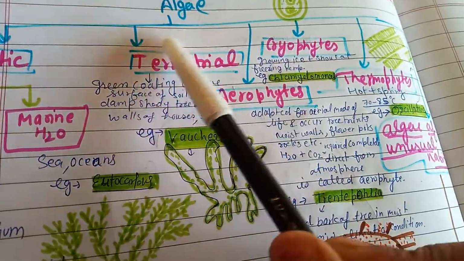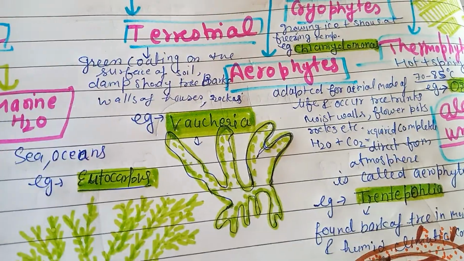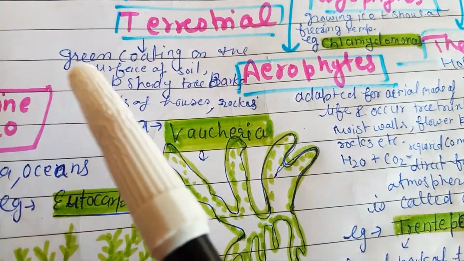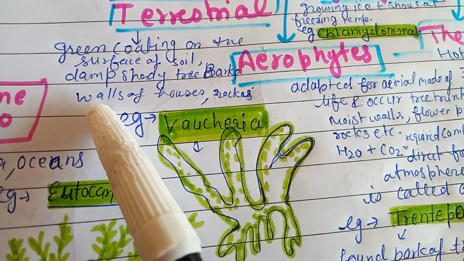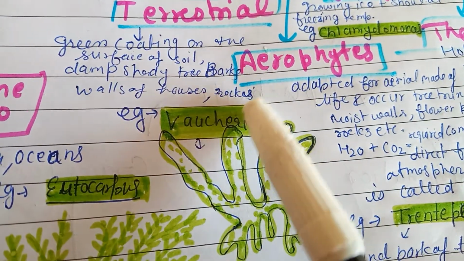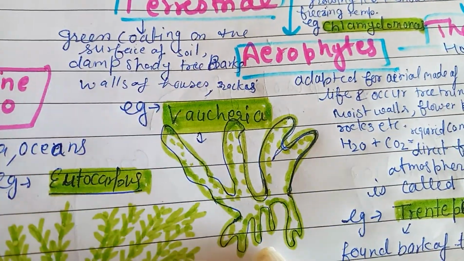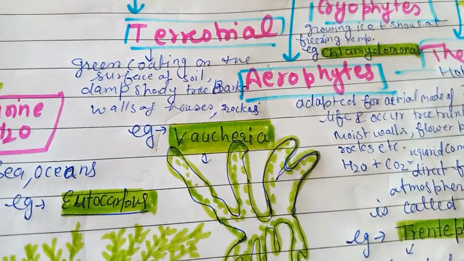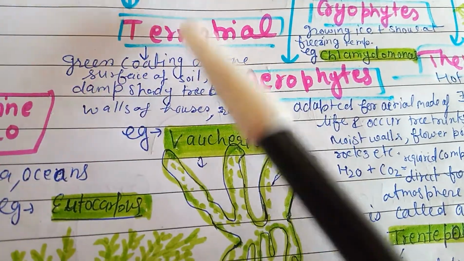Terrestrial algae. Terrestrial algae are those algae that grow on soil surface, damp, shady, tree bark, old house walls, and rock surface. Example of terrestrial algae is Volvox and diagram of Volvox. In simple language, terrestrial algae are those algae that grow on the soil surface.